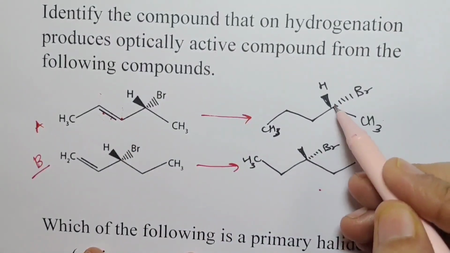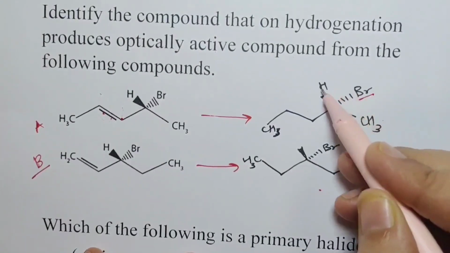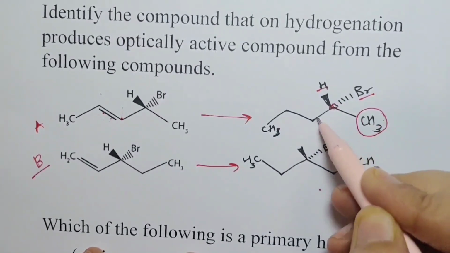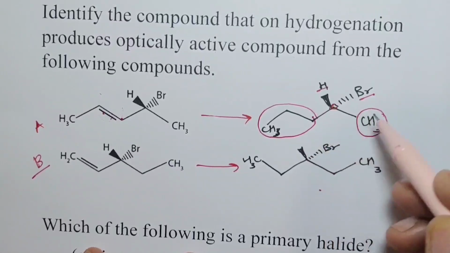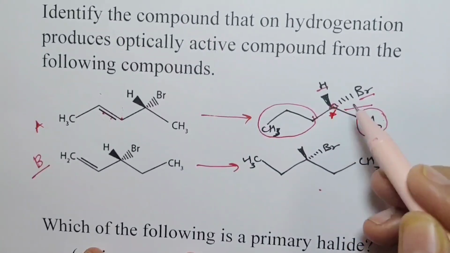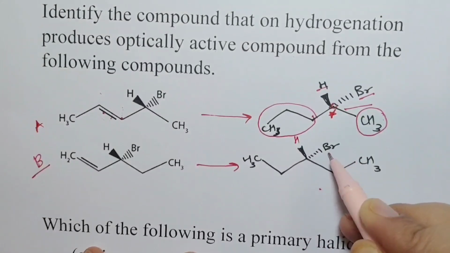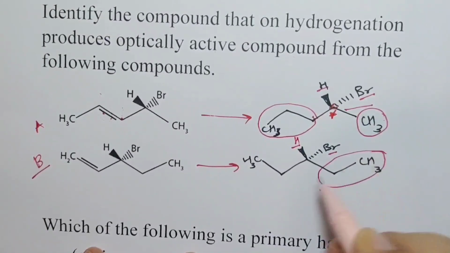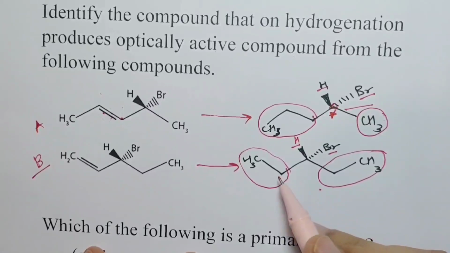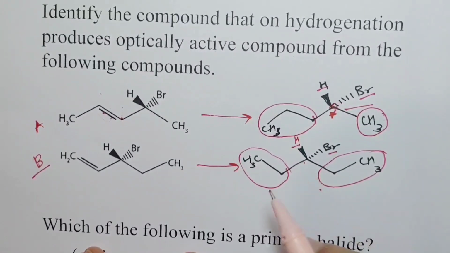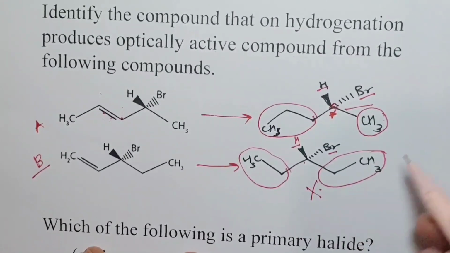Now look, this carbon has bromine, hydrogen, methyl group and propyl group. 4 different groups. So this is a chiral carbon. Therefore, this is optically active. When we talk about this, bromine, hydrogen, ethyl group, and then again ethyl group. It does not have 4 different groups. Therefore, this carbon is not chiral. Therefore, this is not optically active, whereas this is optically active.